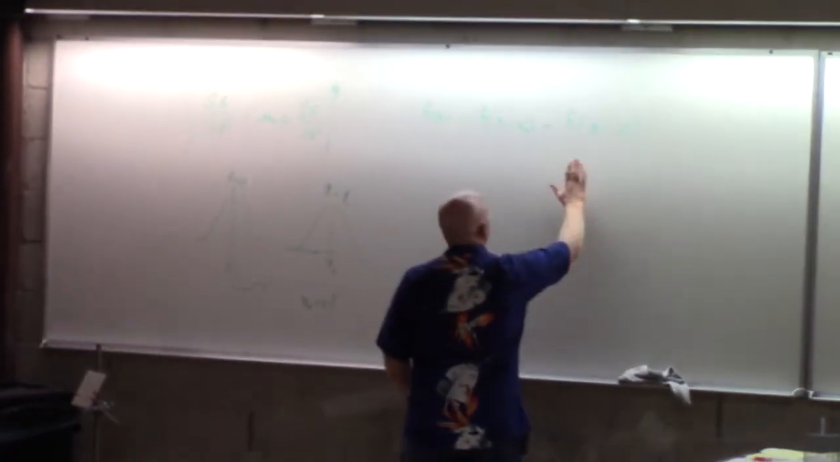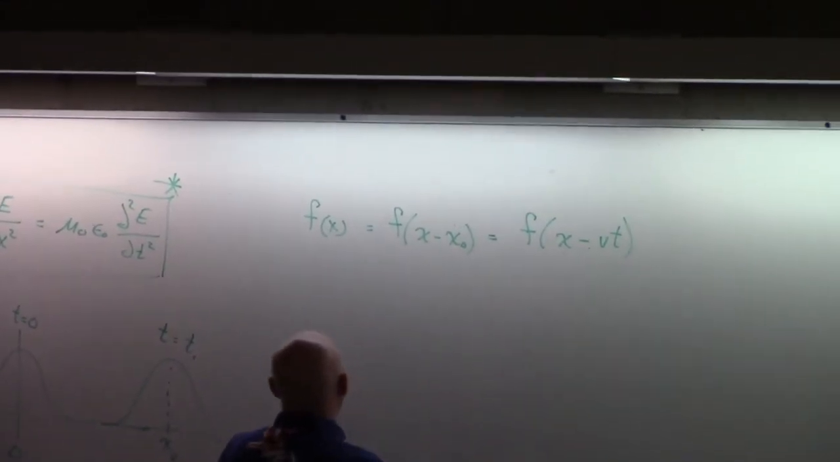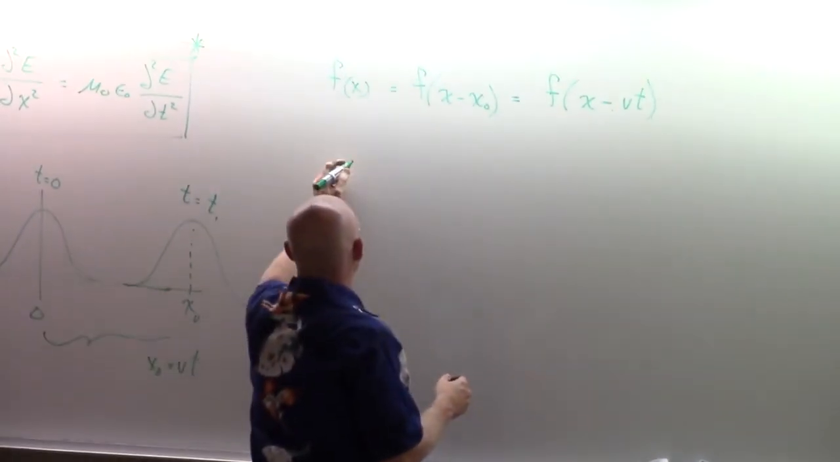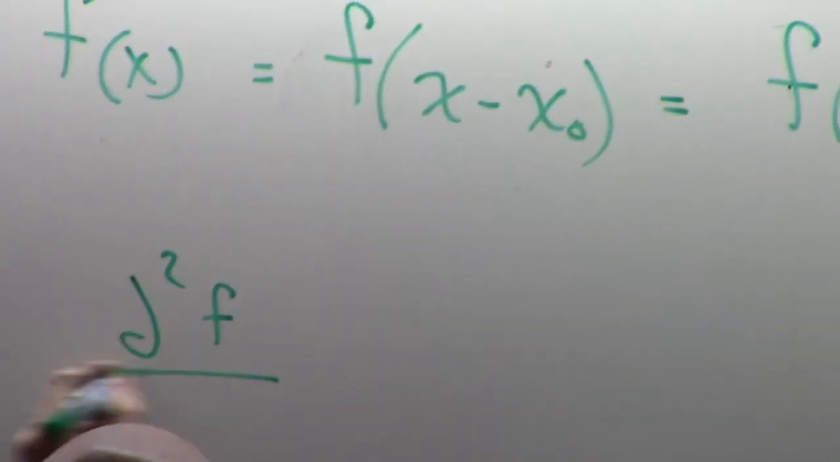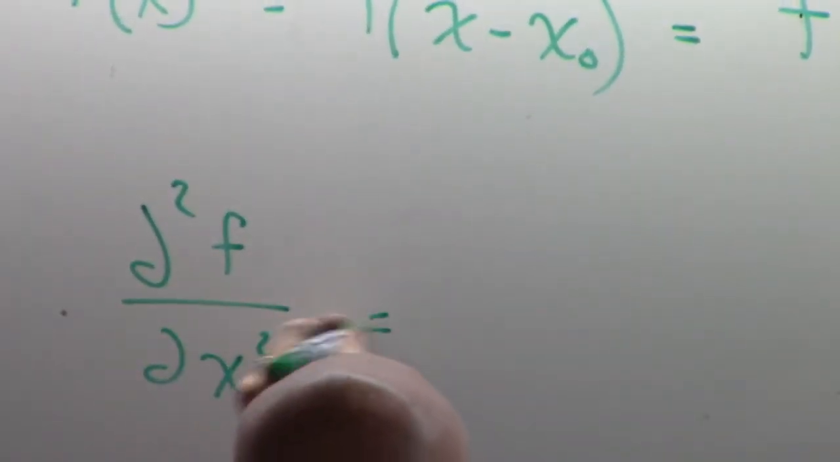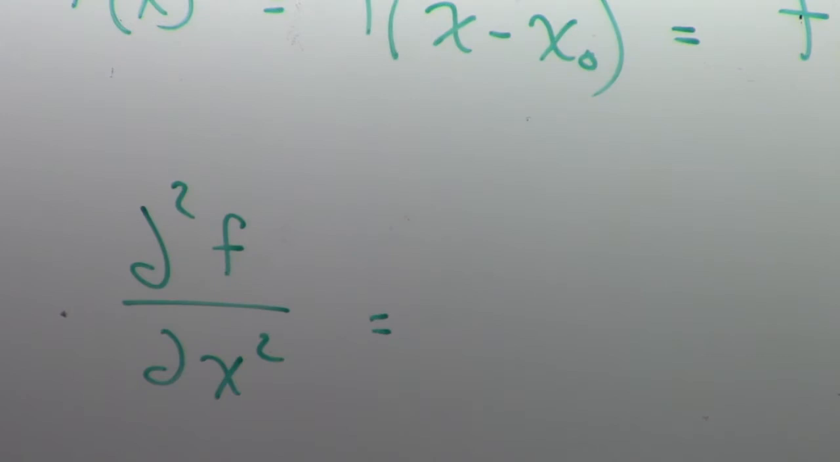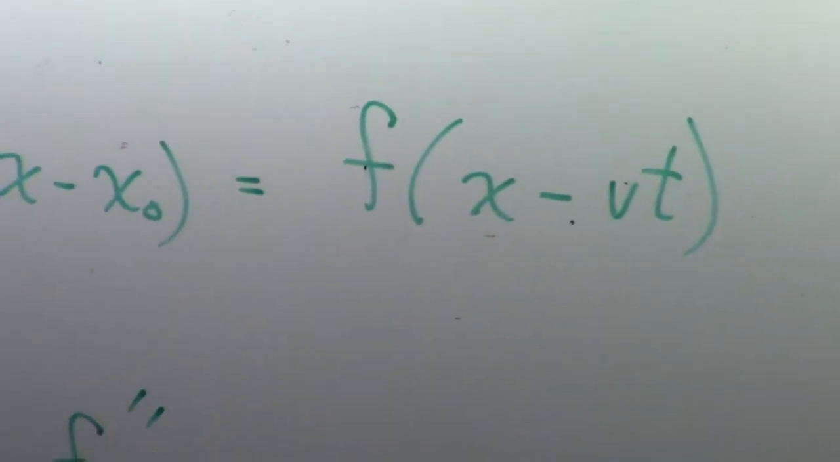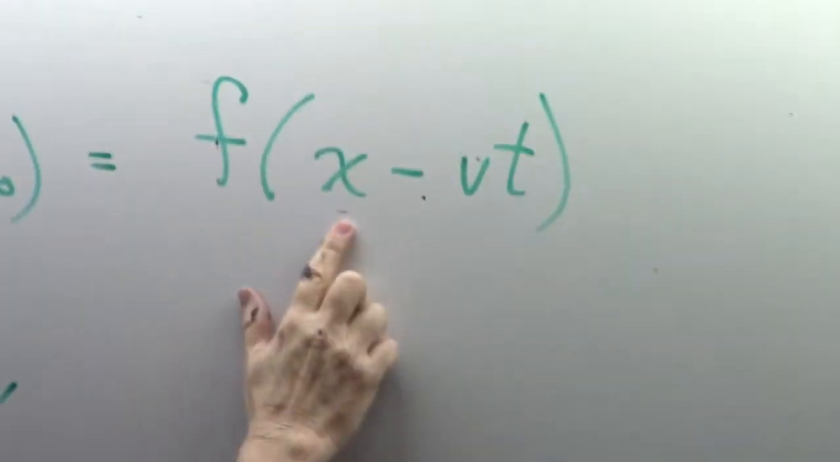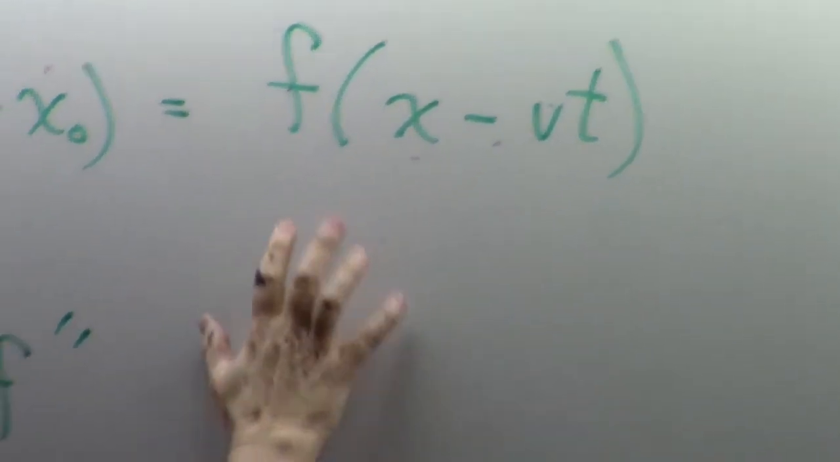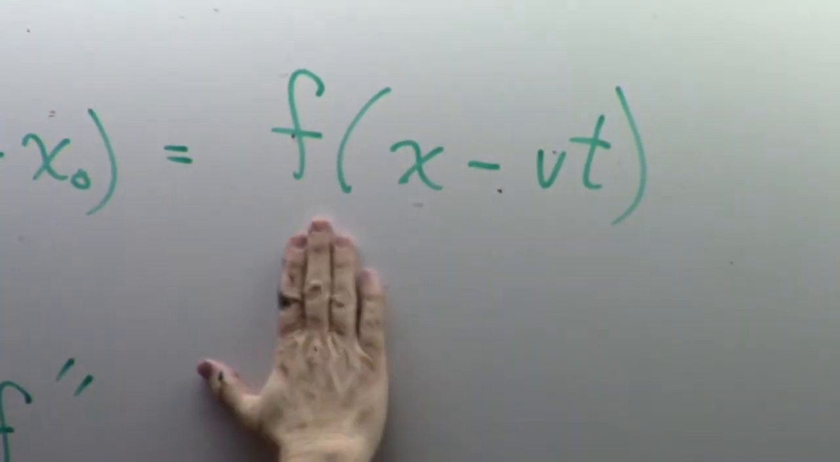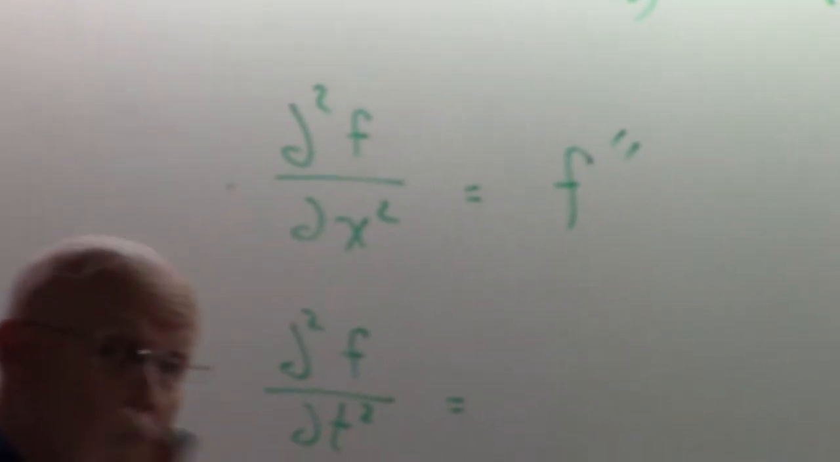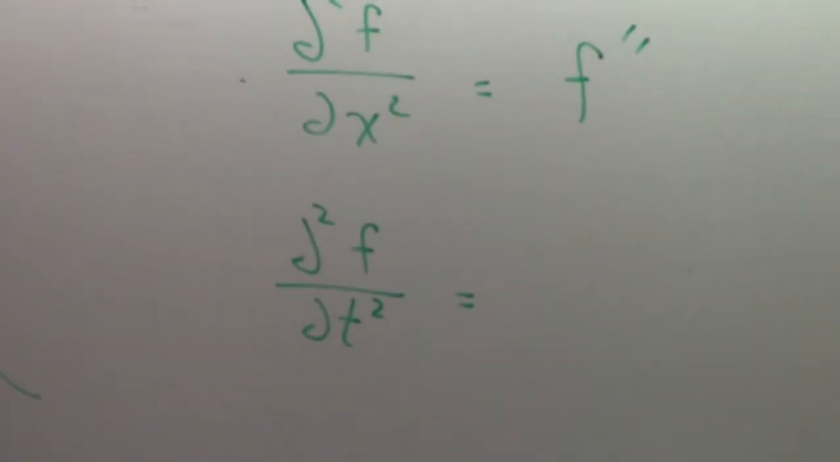Now watch what happens if I do a little calculus on it. What if I were to take the second derivative of this with respect to x? I guess I would write it as f prime and then f prime, because I would take the derivative and the chain rule wouldn't do anything for me. It would just give me a 1. Then I'd take the derivative again with another chain rule, which would give me 1. But watch this. What if I take the second derivative of that same function, but with respect to time, what would I get?